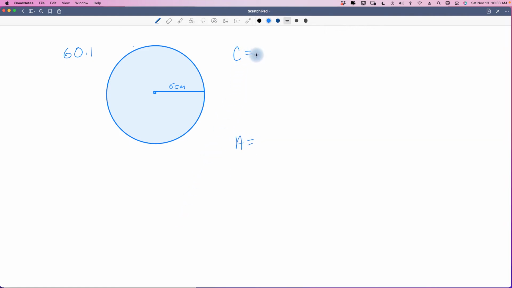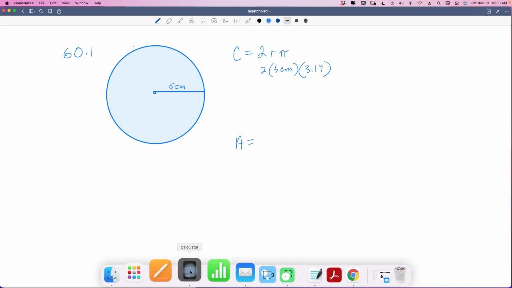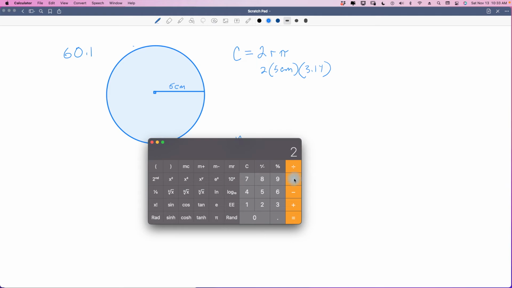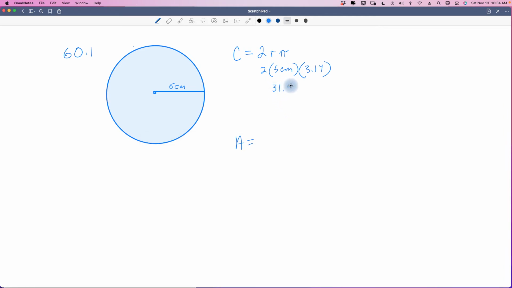All right, so the circumference of a circle is what? 2r times pi, right? Or 2 pi r. It doesn't matter what order we do it in. So 2 times 5 centimeters, and we know that pi, we want to use 3.14 for pi, right? So we just multiply all that together. So we pull up our trusty calculator and we say 2 times 5 times 3.14 is 31.4. So 31.4, and we got to use this unit of measure, centimeters.